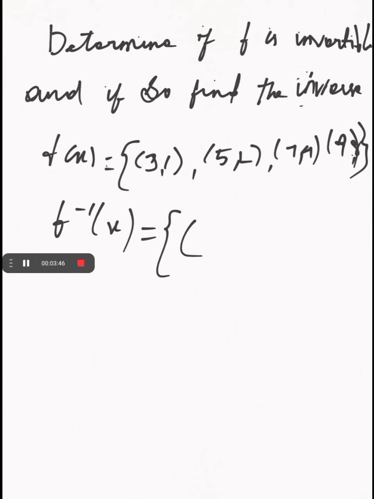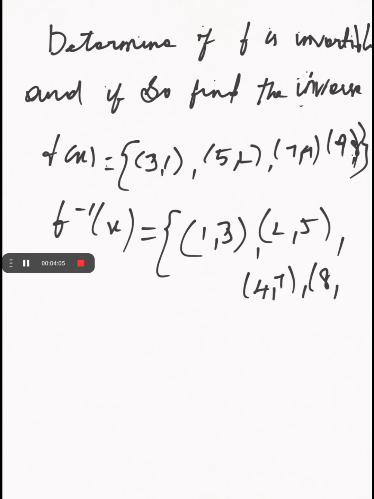Inverse means we need to interchange the coordinates in each ordered pair of f. That means (3, 1) becomes (1, 3). (5, 2) becomes (2, 5). Again (7, 4) becomes (4, 7). (9, 8) becomes (8, 9). I hope you understand. Okay, we move to the next topic, that is the graph of f and f inverse.